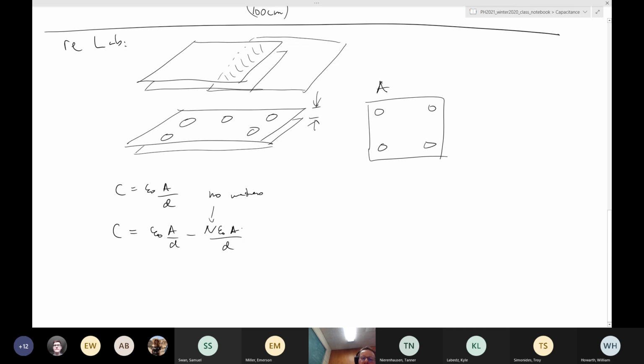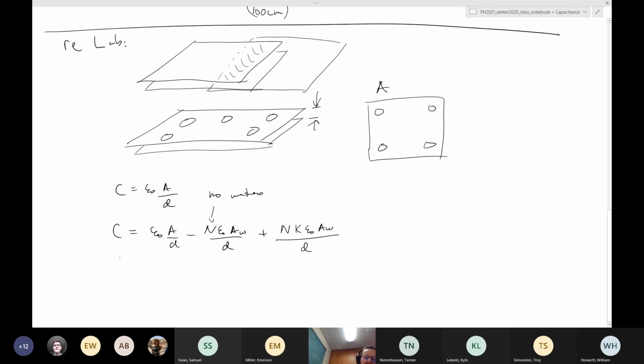So as you add washers, you're going to lose area that's occupied by air, and you're going to gain capacitance associated with the area that's occupied by those washers. So you would add to this N. Now these contributions will have the factor of K because they have the plastic in there. So it'll look like that.